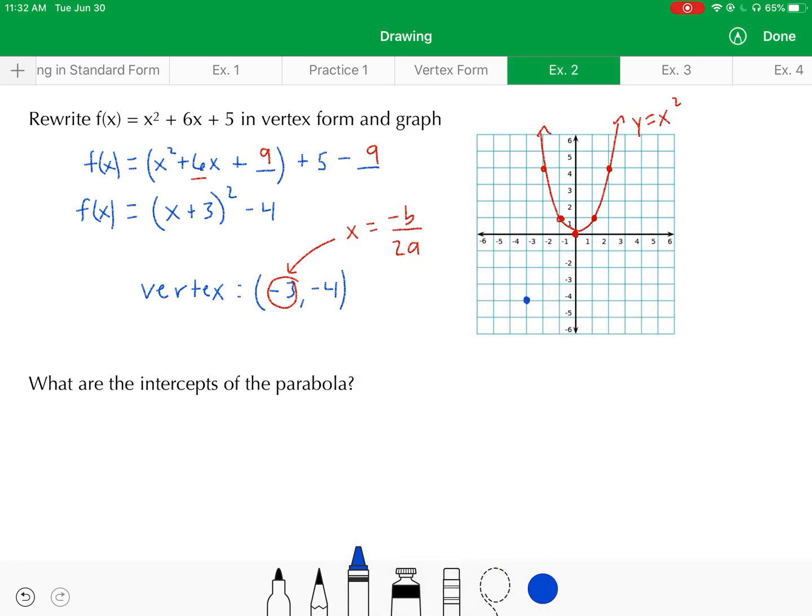So I know now from this vertex point of -3, -4, when I go 1 to the right, I've got to go 1 up. And same when I go 1 to the left, I have to go 1 up, okay? If I were to move from the vertex 2 units right, I have to go 4 units up, just like on the parent function. And then 2 units, when I move to the left, I go 4 up as well. Okay, so here is f of x.